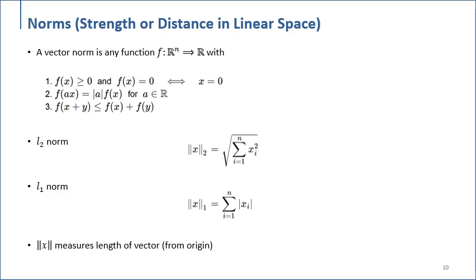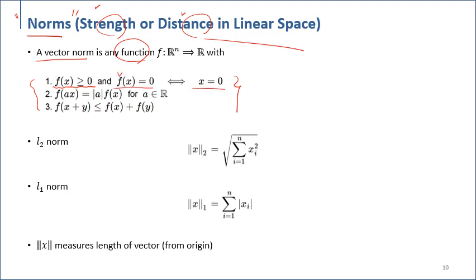From now on, I'm going to introduce a very important concept of norms, also called strength or distance in linear space. You can simply think of the norm of a vector as the length or size of the vector. By definition, a vector norm can be any function that satisfies the following three conditions. The first one is that as it measures strength or distance or length, it should always be greater than or equal to 0. And if the norm is equal to 0, that means x is equal to 0.